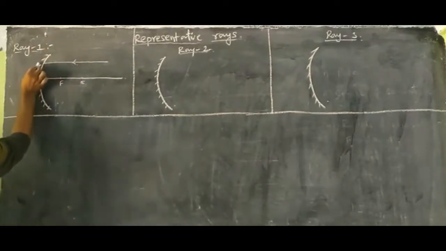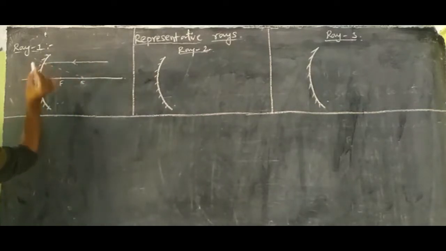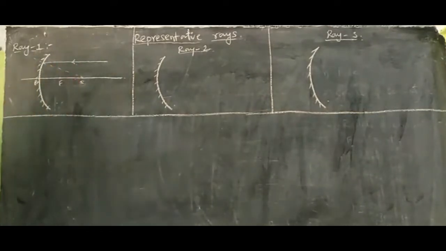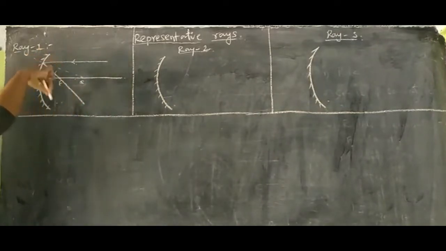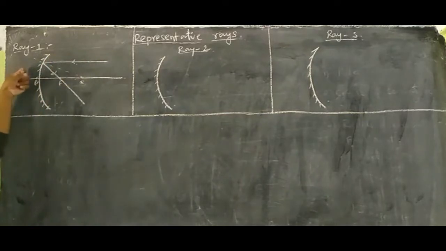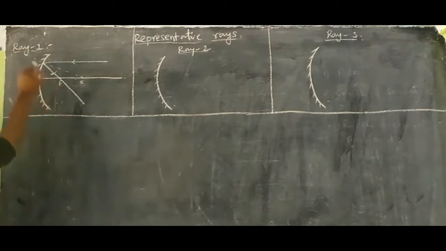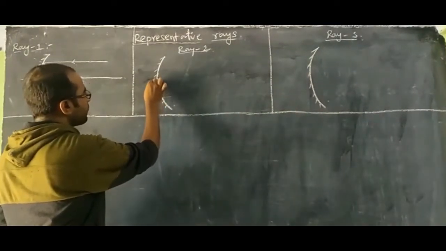If you draw the normal here, this will become the normal at this point, right? So this is the ray which is parallel to the principal axis. After reflection it passes through the focus. It is the first rule, or first ray. When a ray passes parallel to the principal axis, after reflection it must pass through the focus. It is ray 1.